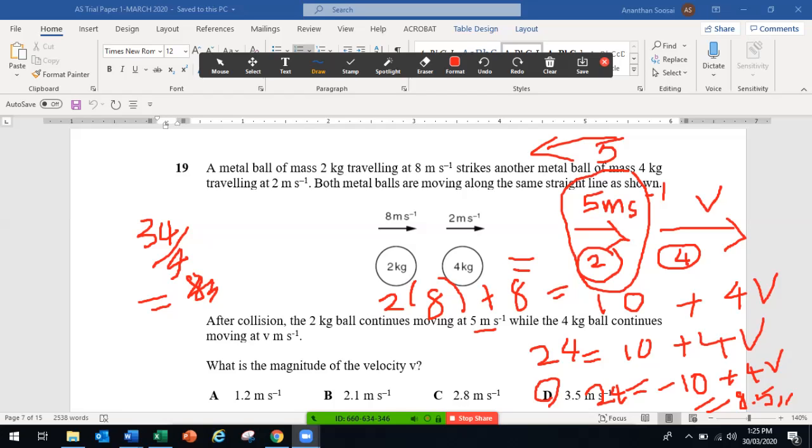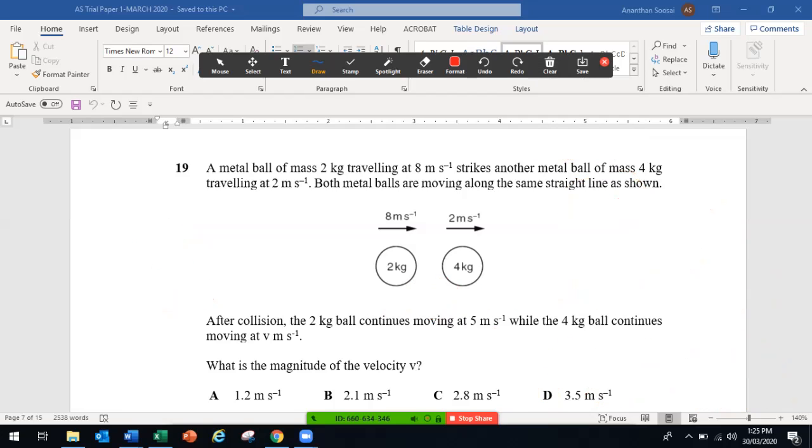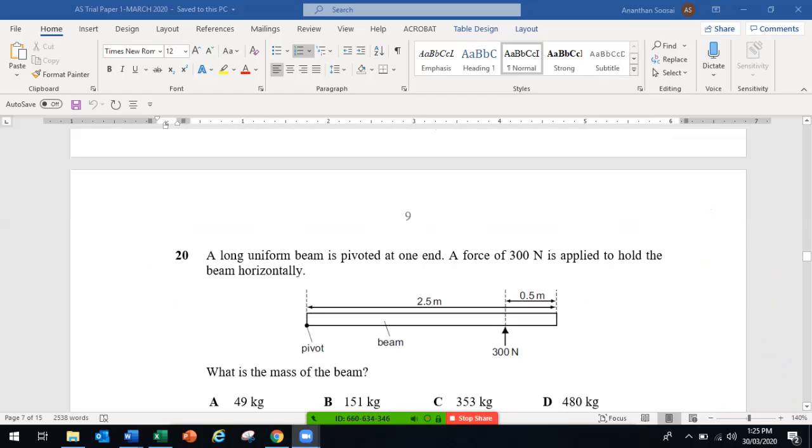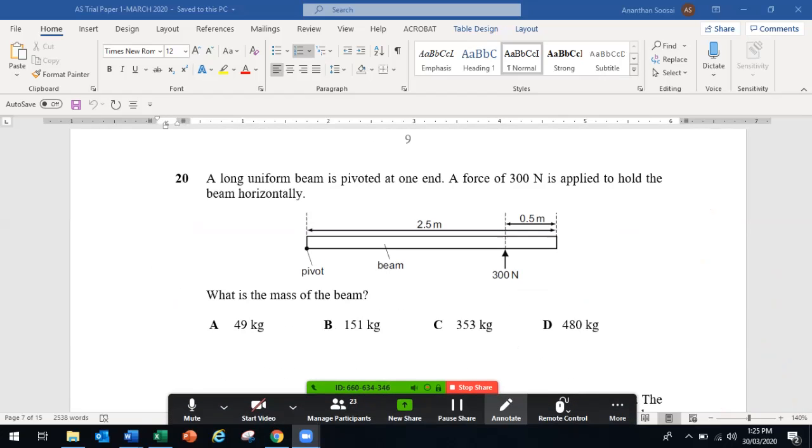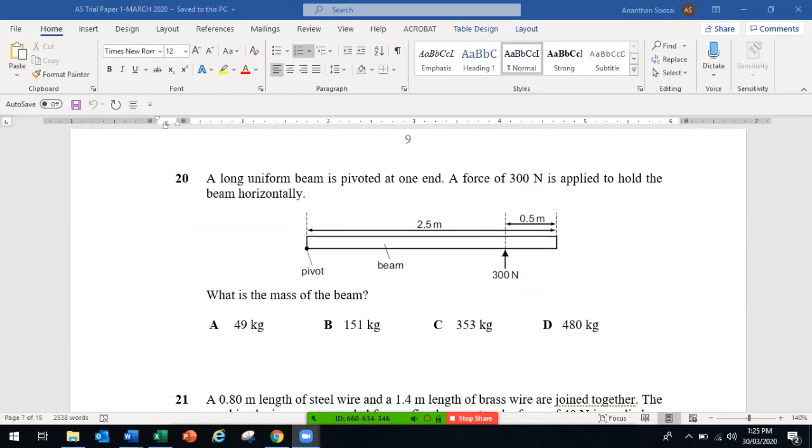Any other question? 20. Okay, 20. The answer is A. The given answer was wrong. Oh yeah, just now we discussed. The answer is actually A. The given is wrong. It's not C, right? Not C. 20 is A. Okay. Any other question?